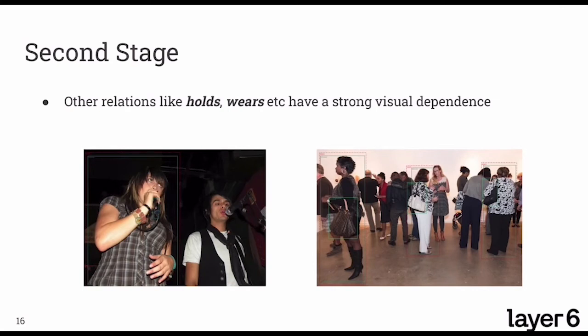On the other hand, other relationships like holds and wears do not have such strong spatial signals. However, they need visual dependencies in order to make correct predictions. Take the left-hand side image as an example. This image has two microphones. While both microphones are close to a speaker, only the left side person is holding the microphone, and therefore the model needs to use the raw image inputs so as to accurately make the predicate predictions.